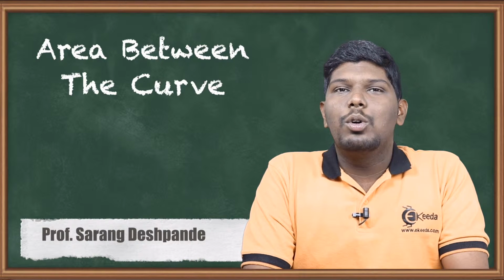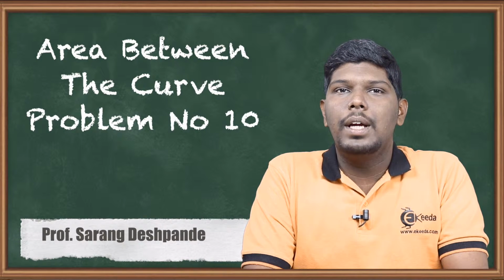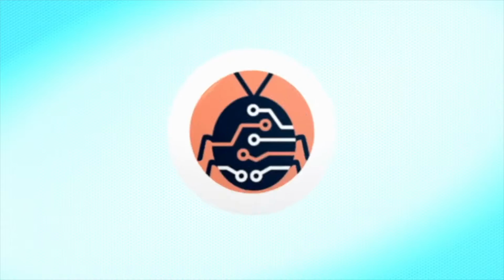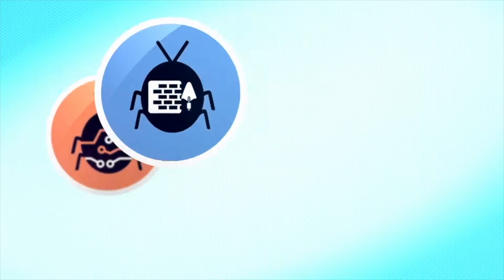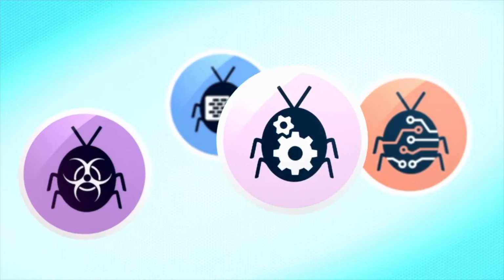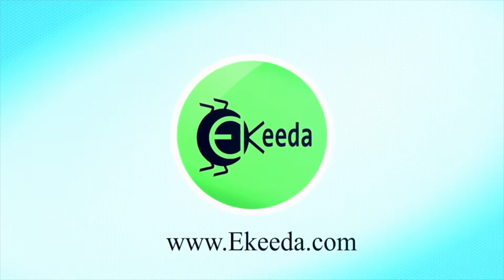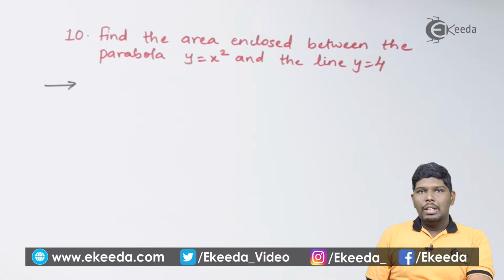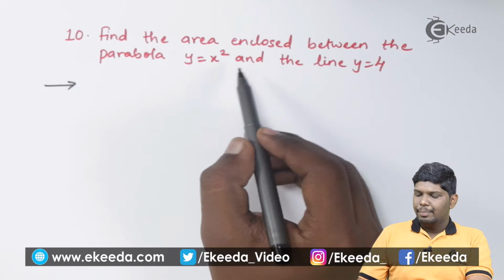Hello friends, in this video we are going to see the last problem which is based on area between two curves. So let us start with problem number 10. Find the area enclosed between the parabola y is equal to x square and the line y is equal to 4.